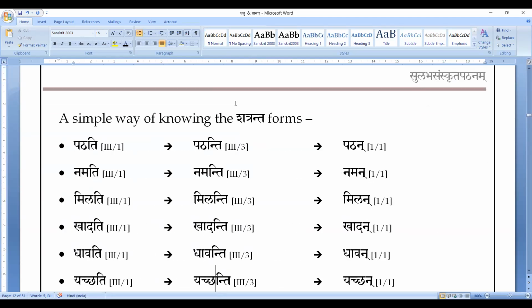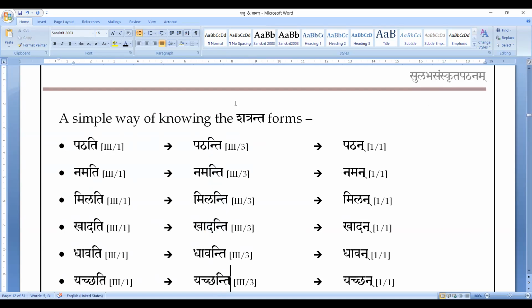Understand? Here I have given you a simple way of knowing the shatranta forms. Patati, you know, take the bahuvachanam, patanti, remove ti, you get patan. Similarly, namati, you know, bahuvachanam of that is namanti. Ti, you remove it, naman. Milati, kriyapadam, bahuvachanam of that, milanti. Ti, you remove it, milan. That becomes prathama vibhakti ekavachanam.